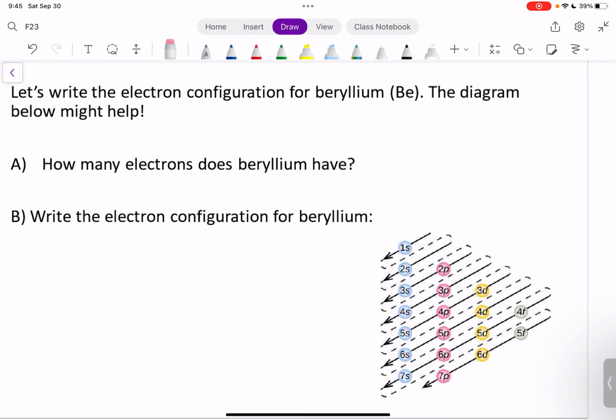So for instance, we've got some columns here. We've got 1s, 2s, 3s, 4s, 5s, 6s, 7s going down that way. We've also got in the next column our P's, 2p, 3, 4, 5, 6, 7. Why don't we have a 1p here? Yeah, there's no 1p. For our first energy level, we only have 1 subshell, and that's an S subshell. Over here, we've got our D column, and over here, we've got our F column.